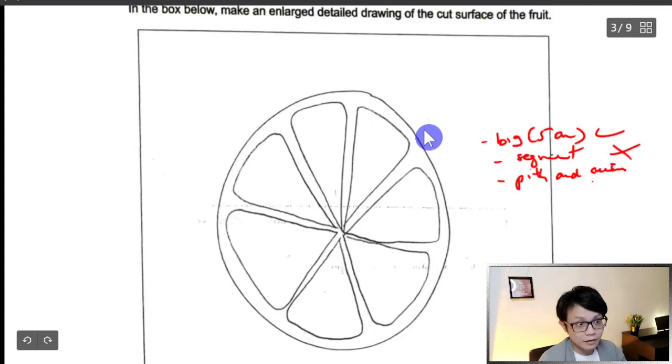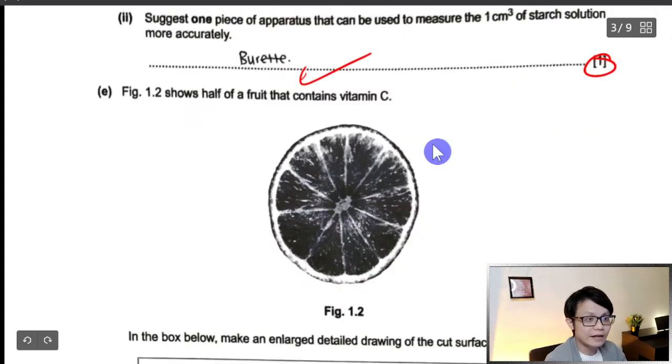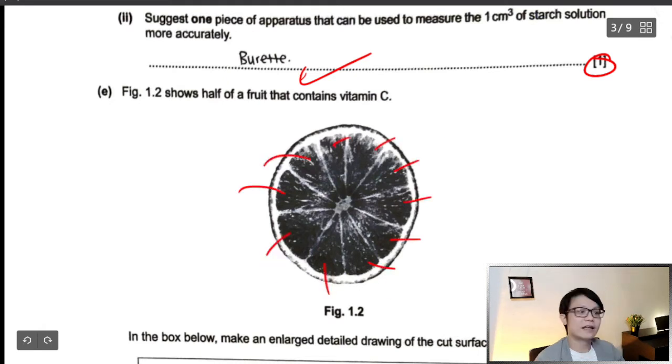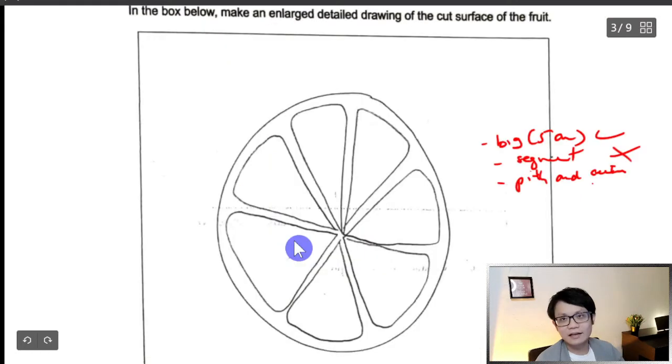Can we calculate or not? Wait, let me draw. 1, 2, 3, 4, 5, 6, 7, 8, 9, 10. So there are 10 segments, but the student didn't draw 10 segments. I gave the mark because I didn't count. Now I count that, wait, why not the same? 1, 2, 3, 4, 5, 6, 7. Okay, so the segments are wrong.